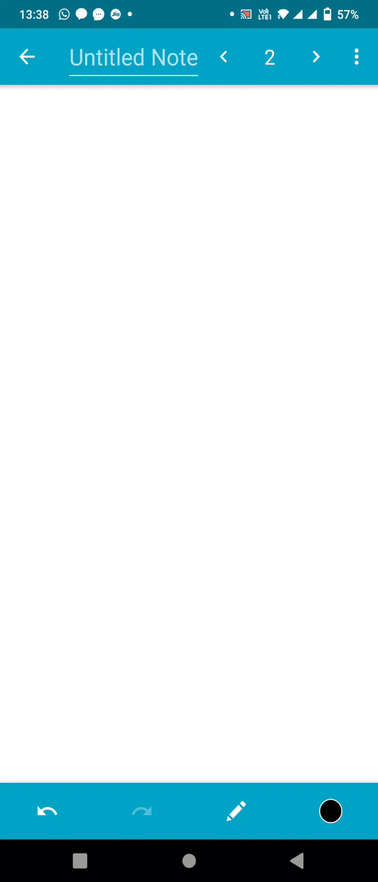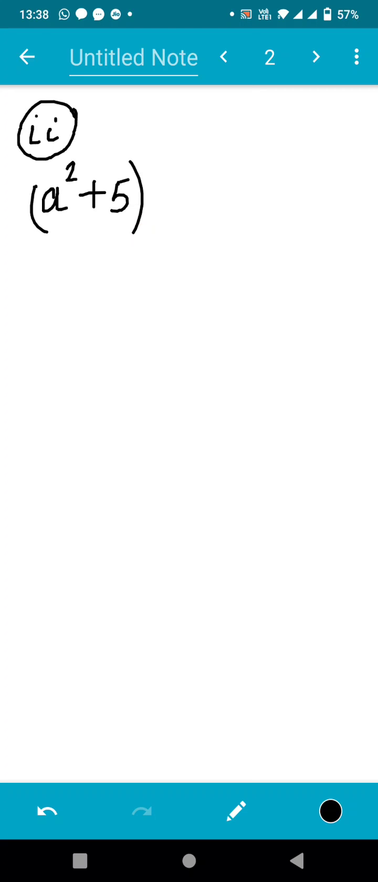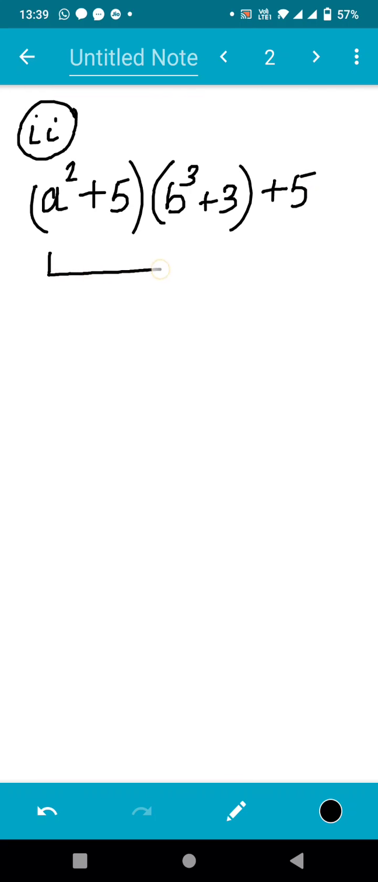So let's go to the next page. Now we have sum number 2. We have a squared plus 5 inside the bracket, then we have another bracket, that is b cube plus 3 and plus 5. Okay, so now we'll again open these two brackets.